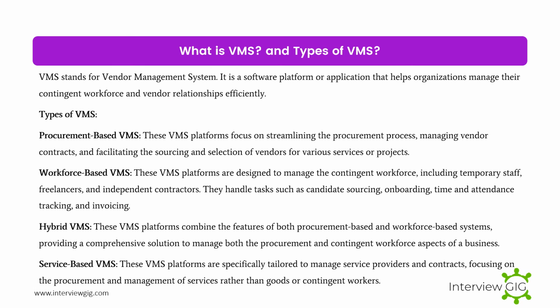What is VMS, and what are the types of VMS? VMS stands for Vendor Management System. It is a software platform or application that helps organizations manage their contingent workforce and vendor relationships efficiently. Types of VMS. Procurement-based VMS. These VMS platforms focus on streamlining the procurement process, managing vendor contracts, and facilitating the sourcing and selection of vendors for various services or projects.